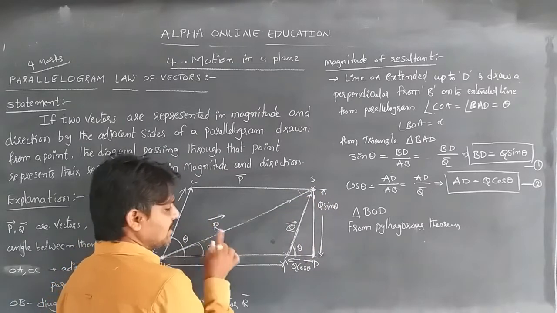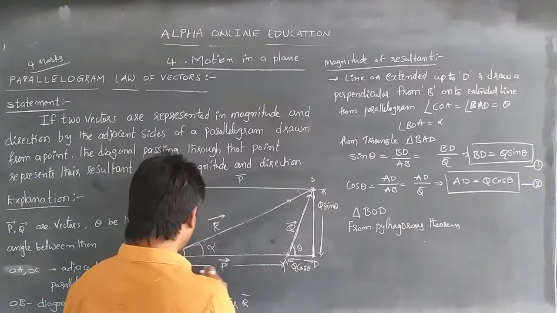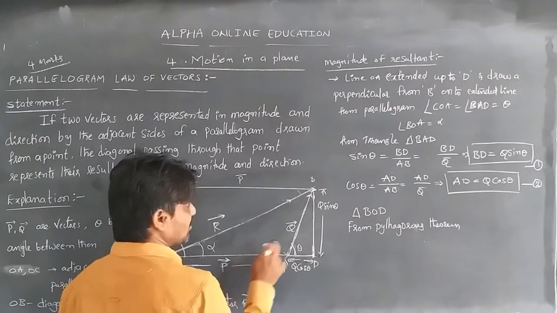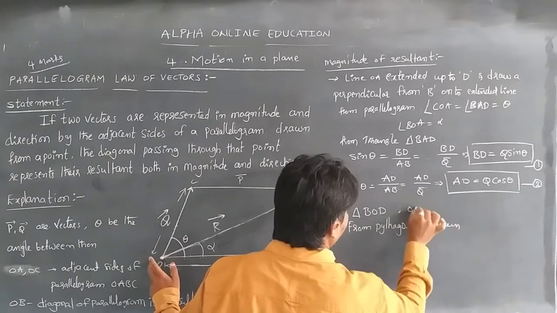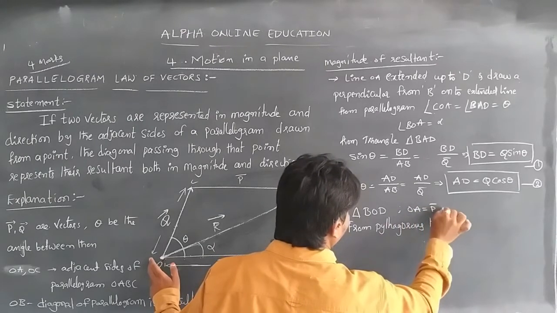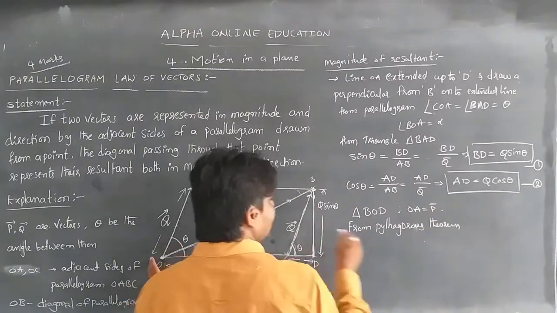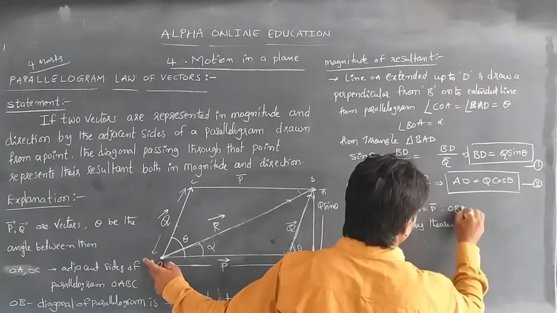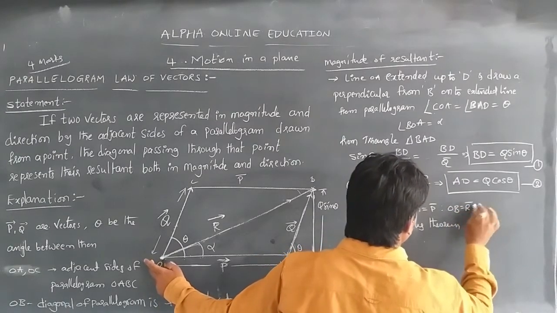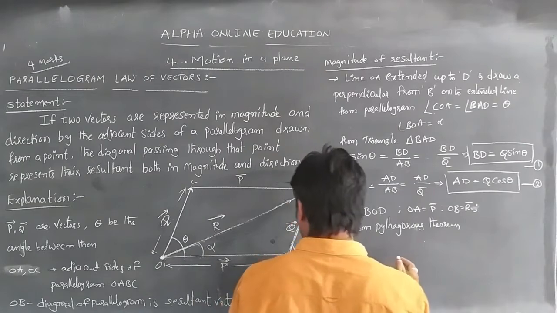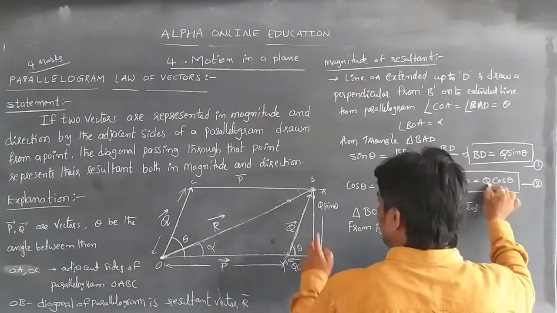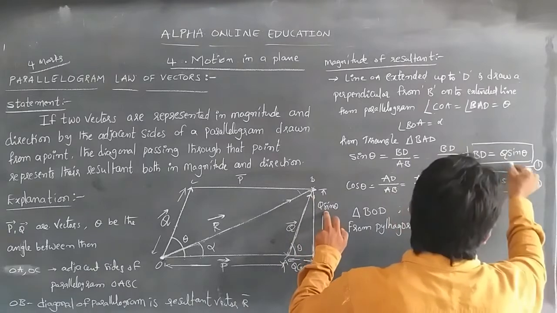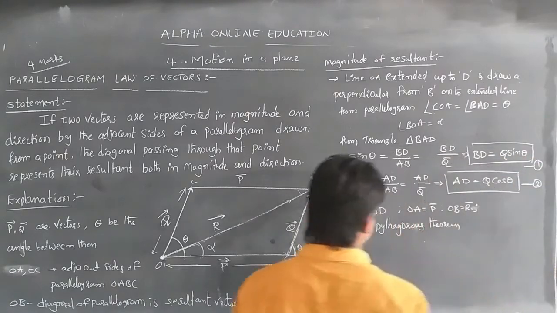If we write the values, OA is equal to P bar, and OB is equal to R bar. Next, AD is equal to Q cos theta, and BD is equal to Q sin theta.